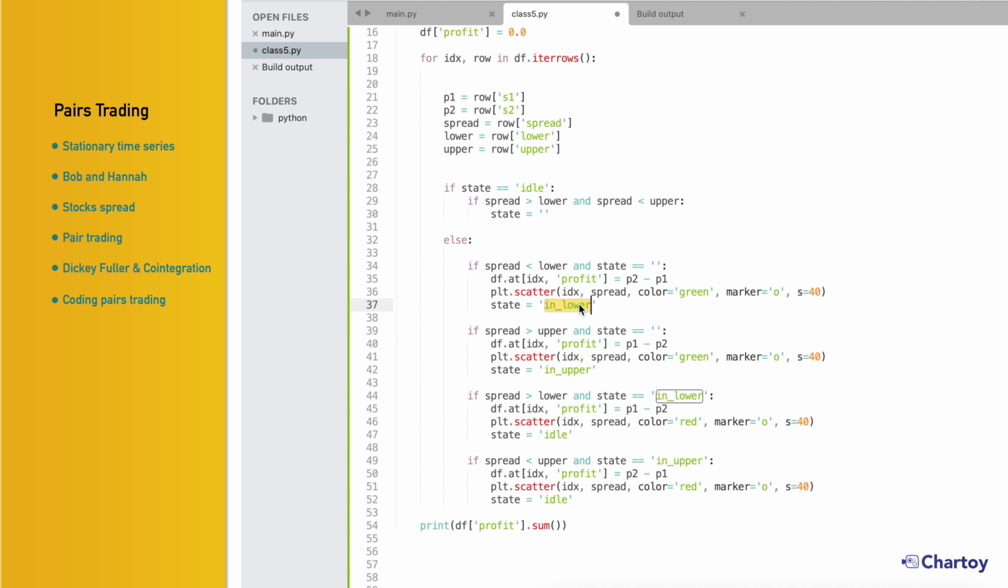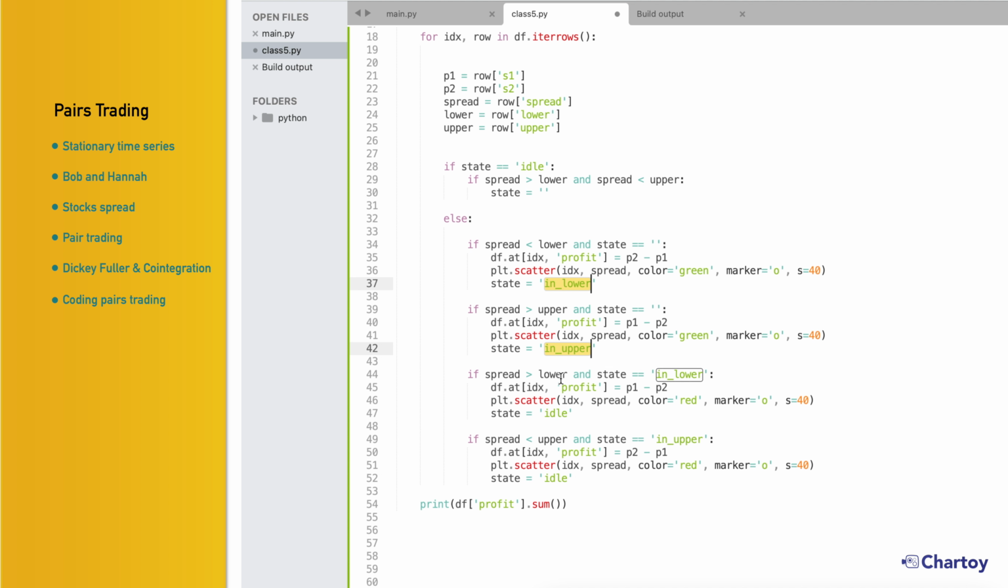So at the end of these two states, we are going to be either in the in lower or in the in upper state, right? We crossed the upper band or the lower band. So next, we check what happened in the first one. If we're in the in lower position, which means we crossed the lower band, the spread was under the lower band, we are going to exit this position.